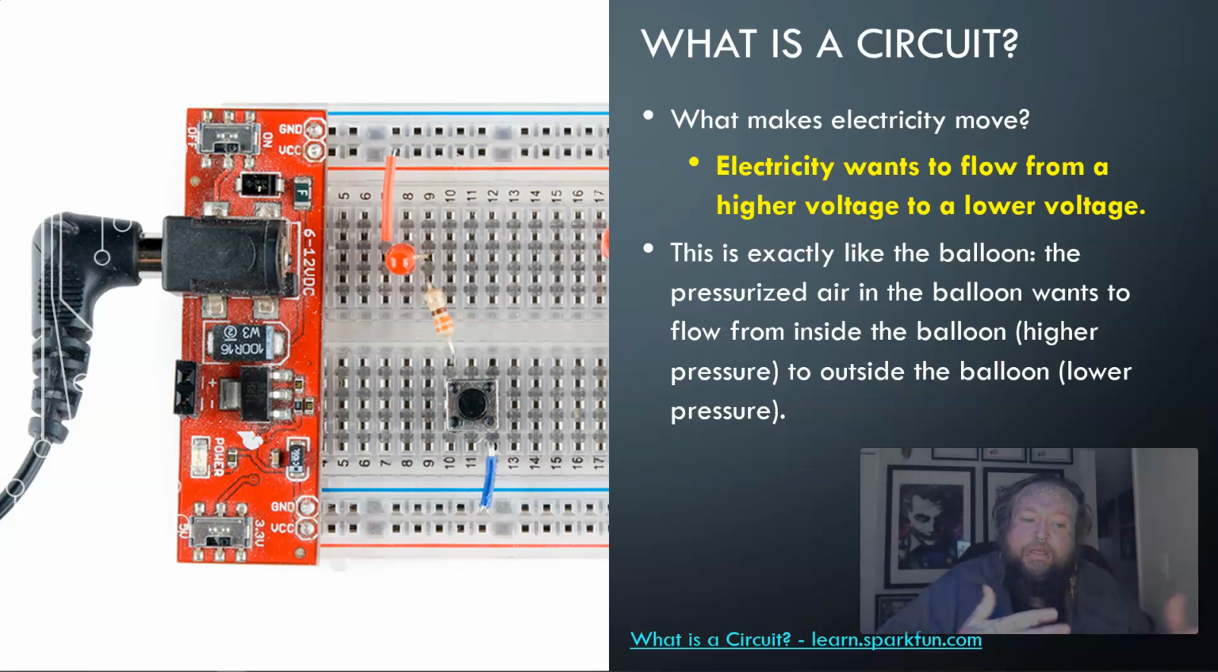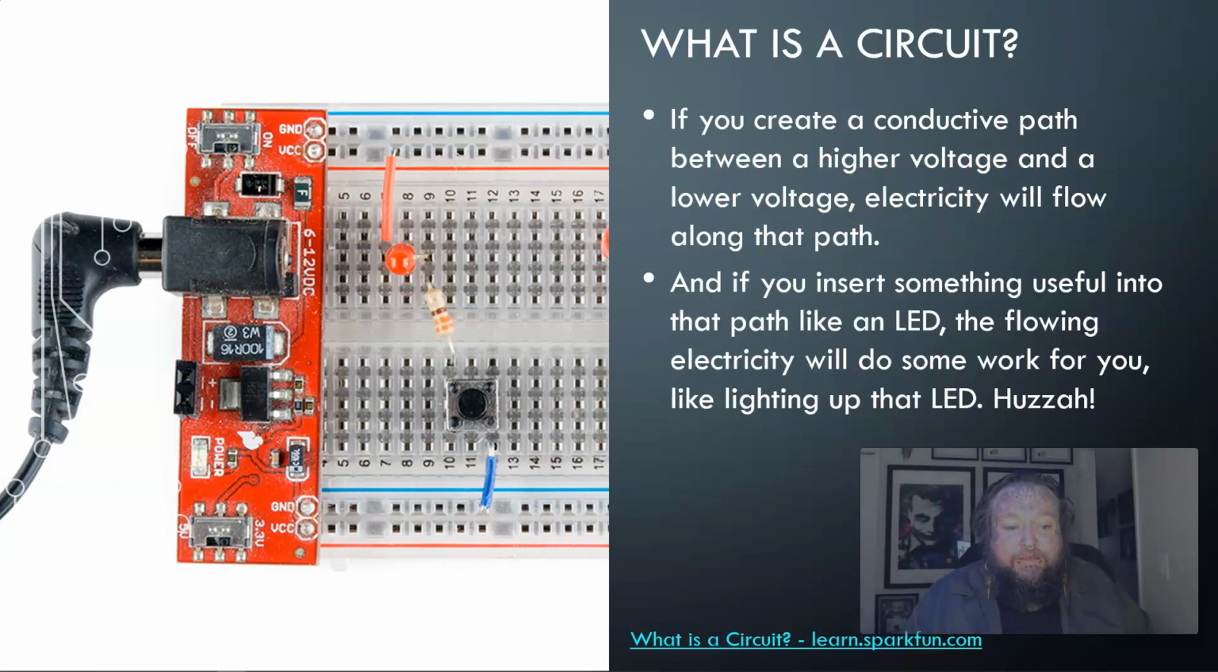And this is the same thing when it comes to electricity. If you create a conductive path between a higher voltage and a lower voltage, electricity will flow. You'll get that current, in those amps. And if you insert something useful into that path, like an LED, then it's going to light up, and you have that whole overall circuit.